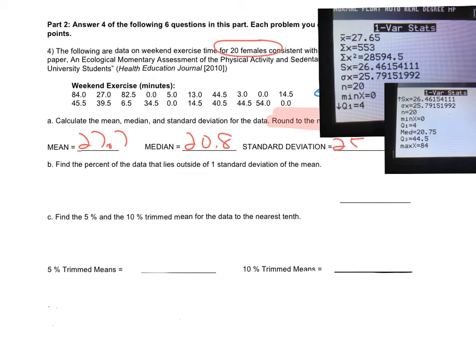So here, your mean, 27.7 to the nearest tenth. Your median, 20.8 to the nearest tenth, and your standard deviation, 25.8.